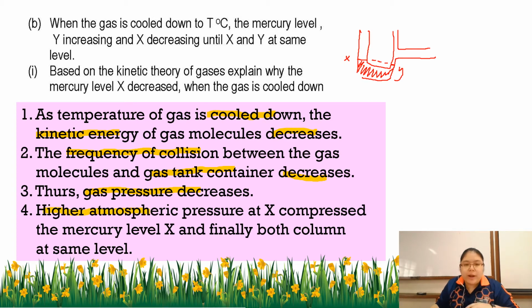The atmospheric pressure is the outside one. There is higher atmospheric pressure than at X, so it will compress. Because the pressure inside drops, the atmospheric pressure automatically becomes higher than the inside pressure. So it will compress the mercury, until the level X finally is together with Y at the same level. So both columns of mercury become the same level. This is the explanation for the kinetic theory.